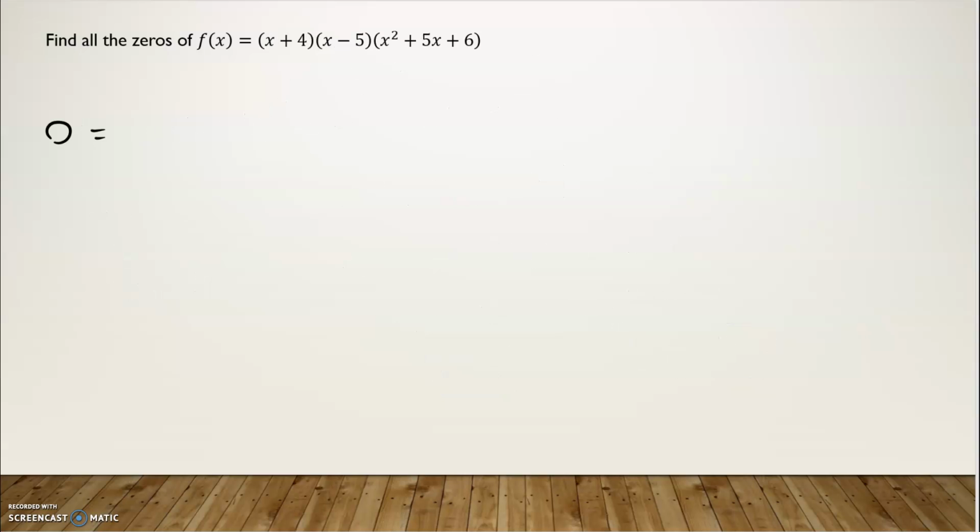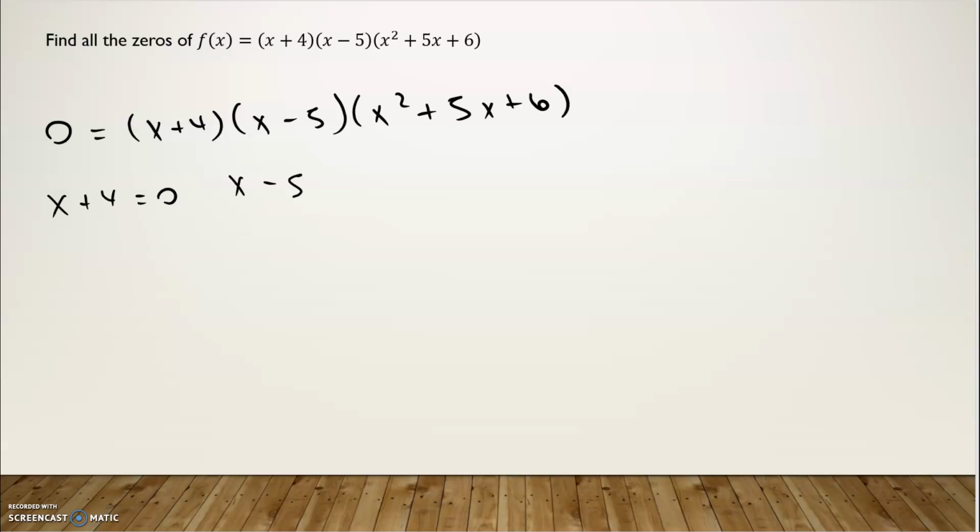Alright, same thing, find all the zeros. So x plus 4, x minus 5, x squared plus 5x plus 6. So let's see, we've got x plus 4 equals 0, x minus 5 equals 0, x squared plus 5x plus 6 equals 0, x equals -4, x equals 5. I'm going to try to factor this, see if I can.